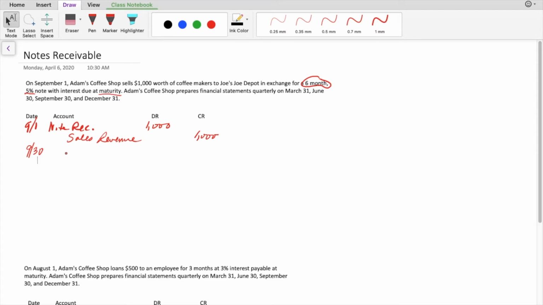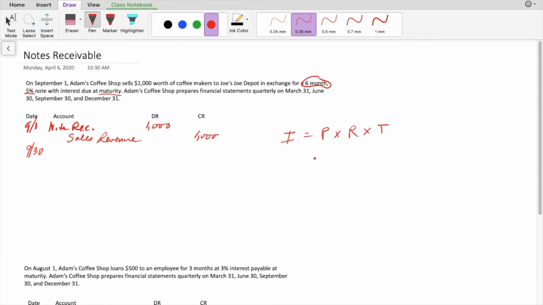And what do we know about revenue recognition? Revenue is to be recognized when it is earned. So the question becomes, how much revenue did we earn? This is where we need to learn and apply the interest formula. Now, I like to call this interest formula the I-party formula. Interest equals principal times rate times time. I-party. Now, that's not really what it stands for, but it might help you remember what to do.